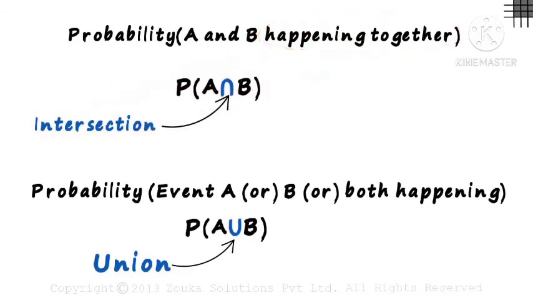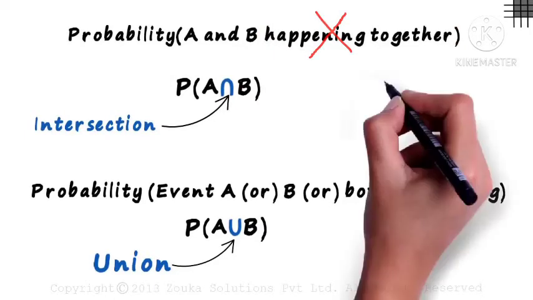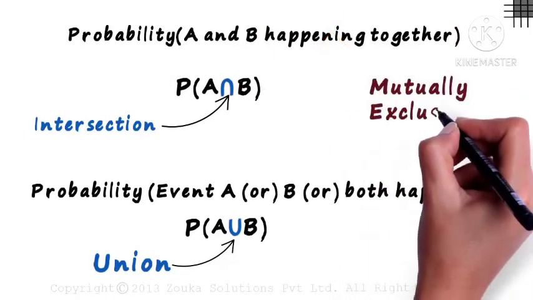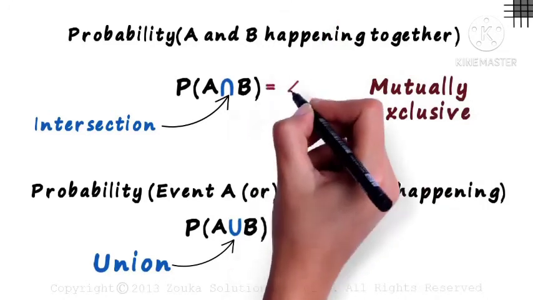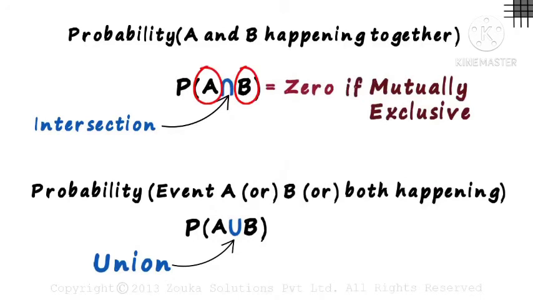Now give it a thought. When can both events definitely not happen together? When is it impossible? Yes, if they are mutually exclusive. And probability of an impossible event is 0. So this will equal 0 if events A and B are mutually exclusive. Both events cannot occur together. We will look at both these notations in the coming videos.